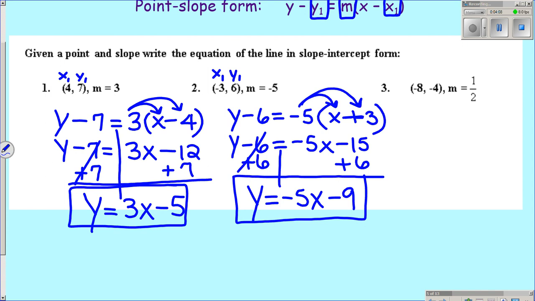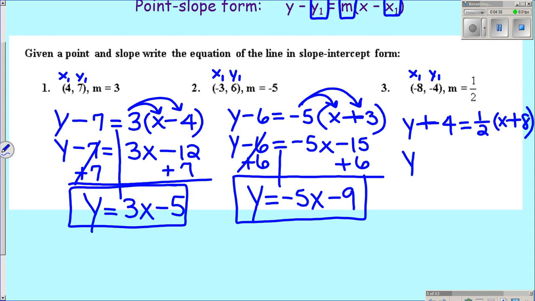Okay, for number 3, we have a point. The x-coordinate is negative 8 and the y-coordinate is negative 4. Our slope is 1/2. So again, we're going to say y minus the y-coordinate. Again, be careful, it's y minus negative 4, so this becomes y plus 4 equals 1/2 times x minus negative 8. So this is going to become x plus 8.